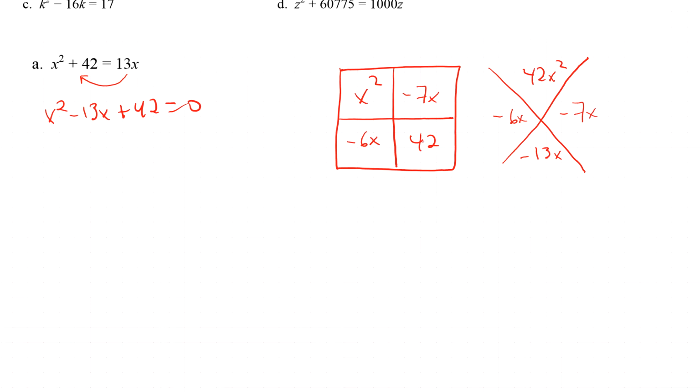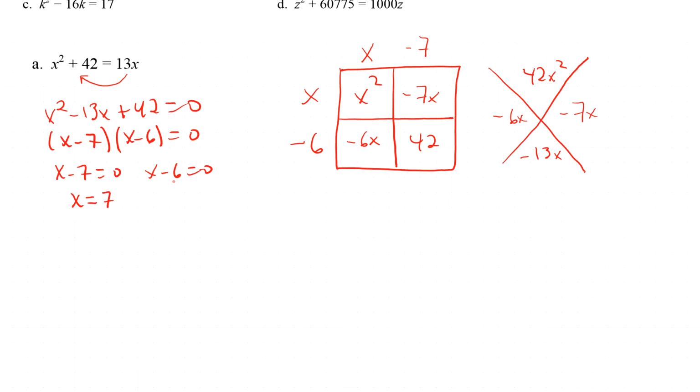So then factor out what's in common. So we've got 6, x, x, 7, and these are going to be negatives. Alright, so our factors end up being x minus 7 times x minus 6 equals 0. And so then we use the zero product property that says x minus 7 equals 0 and x minus 6 has to equal 0. And then we add 7 to both sides and we get x equals 7. We add 6 to both sides and we get x equals 6.